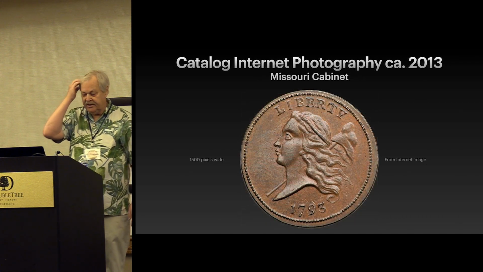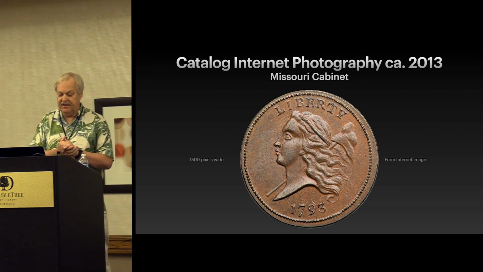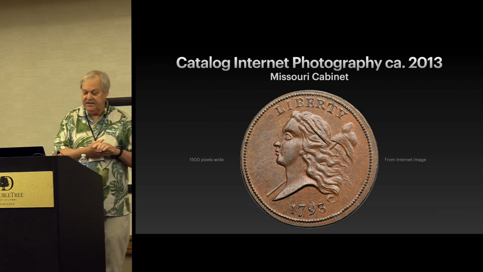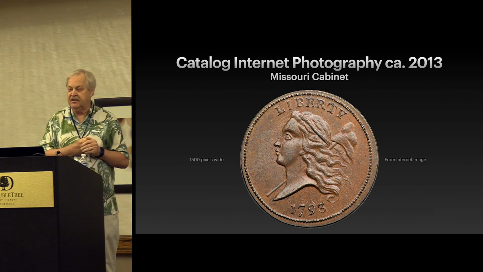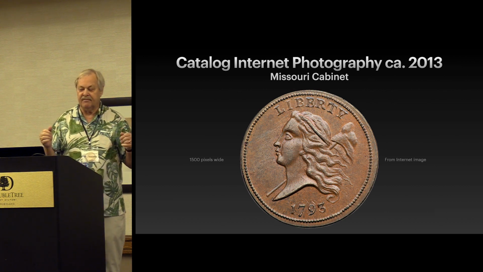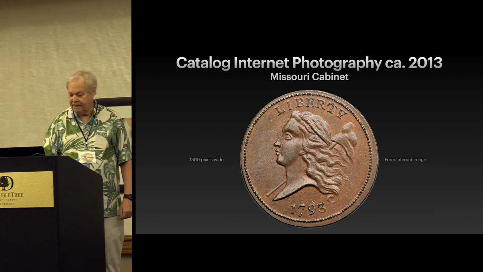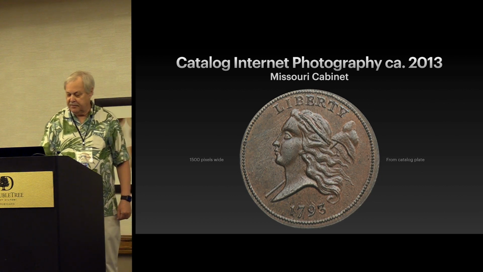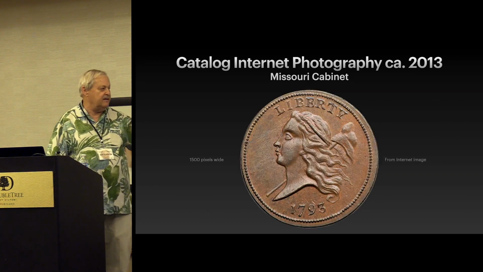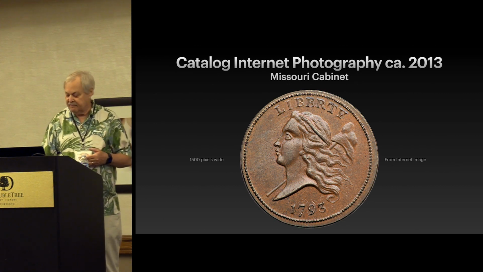4 years later, Missouri cabinet. This is the 1793 C1. This image is 1,500 pixels wide. It's 50% wider and therefore several times larger. Let's go back to this. This was the image that you got online.